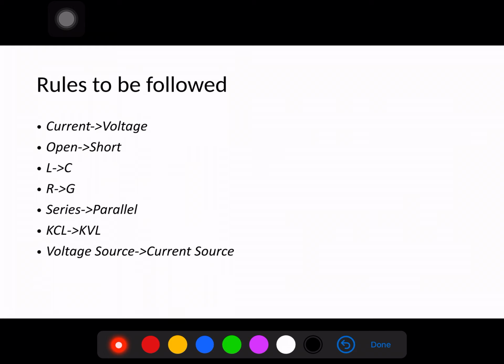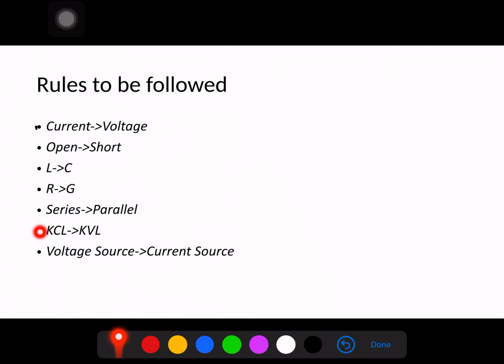Basically it is the opposite. Whatever elements are there, they will be replaced by their opposite elements. So for instance, current will be replaced by voltage. If we have an open circuit or open element, it will be replaced by a short circuit element. If we have an inductor, it will be replaced by a capacitor. If we have a resistor, it will be replaced by a conductor or conductance. If we have series, it will be replaced by parallel.